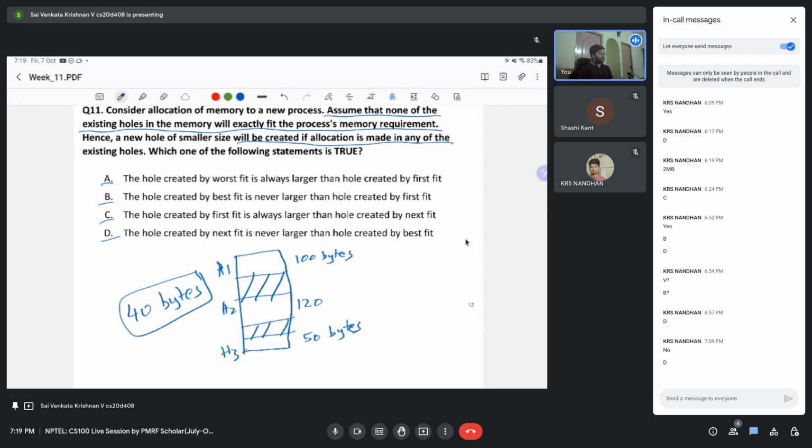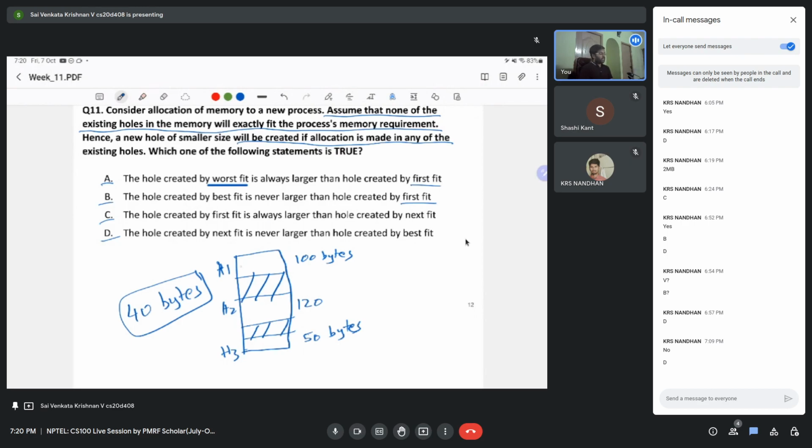Now the question is, which one of the following statements is true? If I follow a worst fit strategy, the new hole that is created will be larger than the hole created by the first fit policy. Or is it the case that if I create a hole using the best fit strategy, it will never be larger than the hole created by the first fit strategy? Or is it option C, the hole created by first fit is always larger than the hole created by next fit? Or option D, the hole created by next fit is never larger than the hole created by best fit?